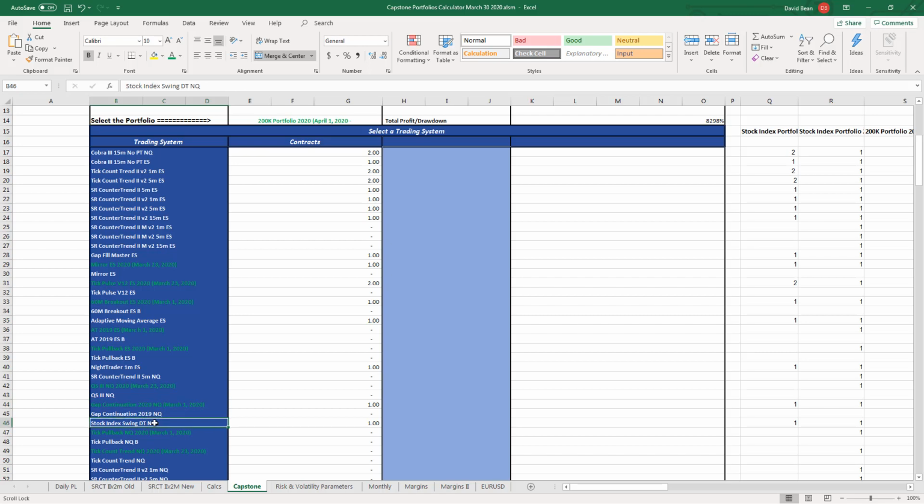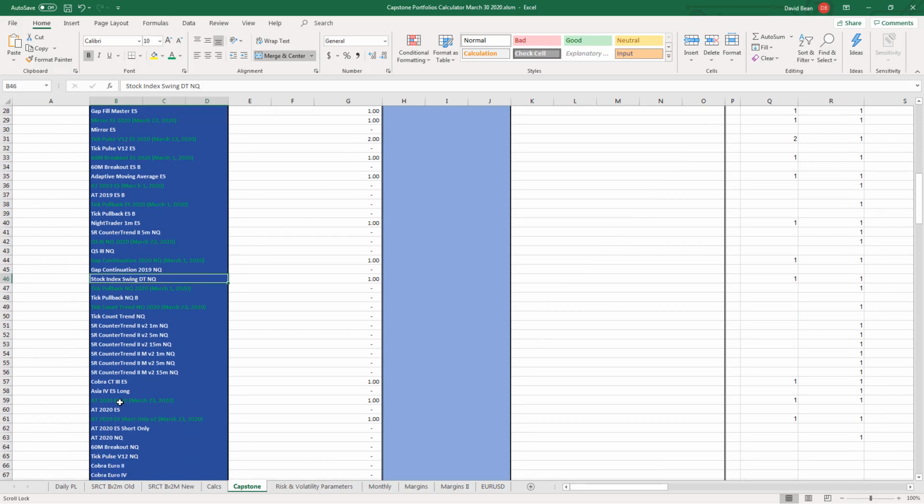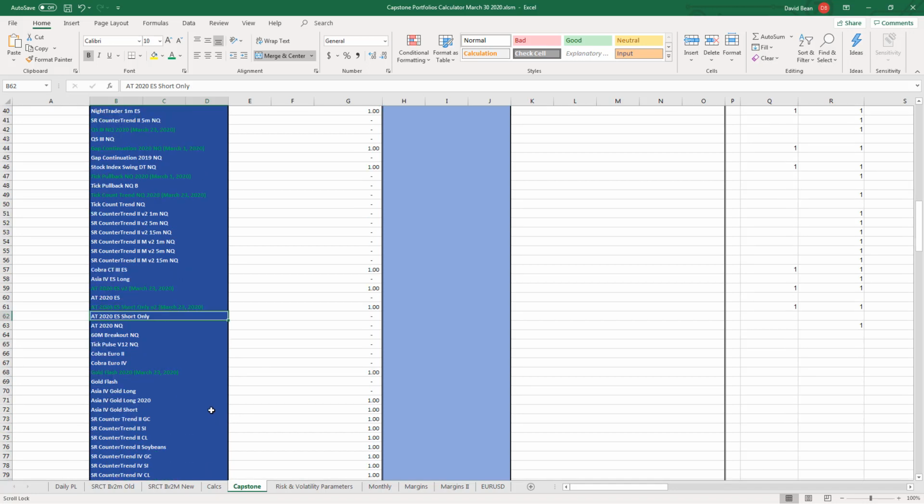You're trading stock index swing day trade. That did not change. And so AT 2020 ES version 2, this one, trade the new version instead of the old version on both of these as well. And on Gold Flash, you're trading the new version.